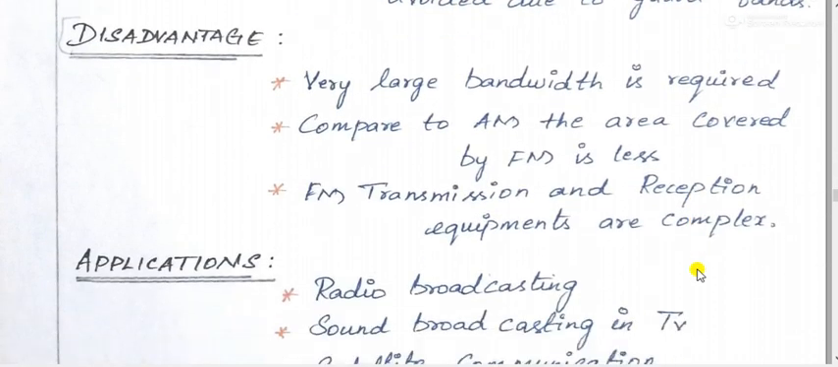The disadvantage is that a very large bandwidth is required to transmit the FM signal. Compared to AM, the coverage of FM is less. So an AM broadcasting station covers a larger area. With FM, only within the coverage area can you hear the signal.